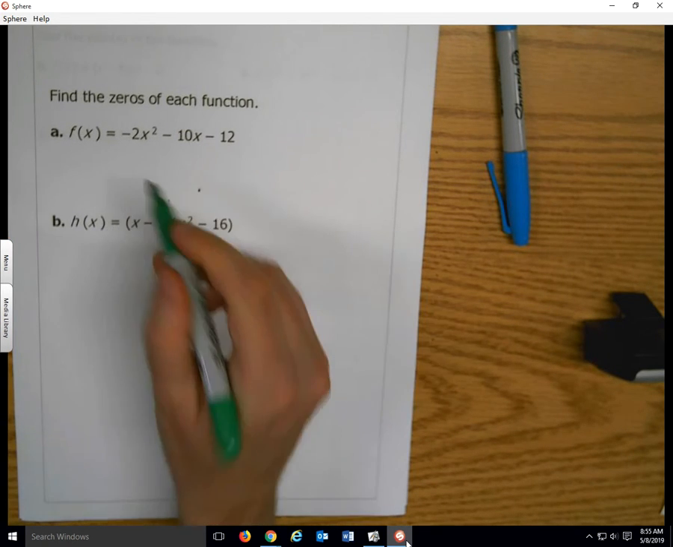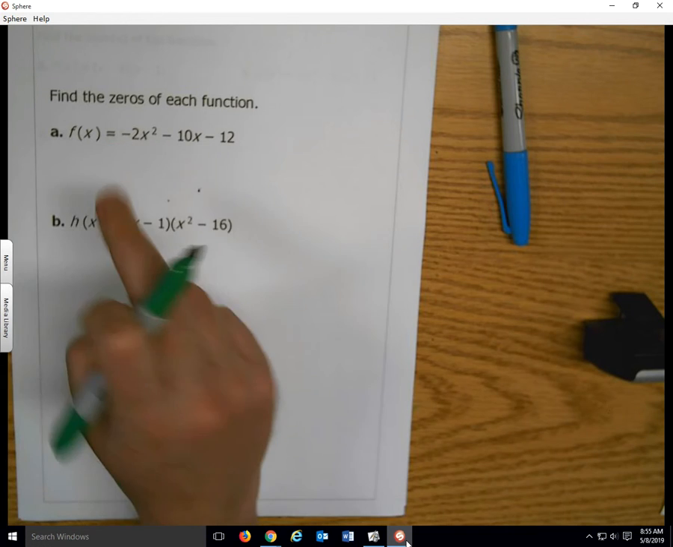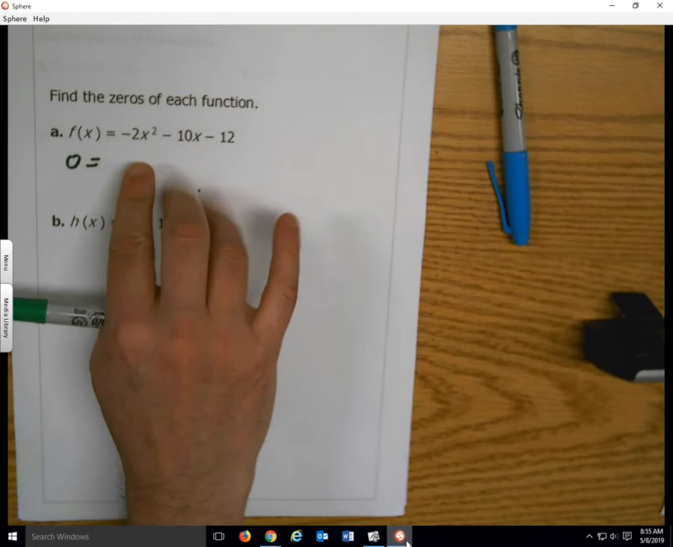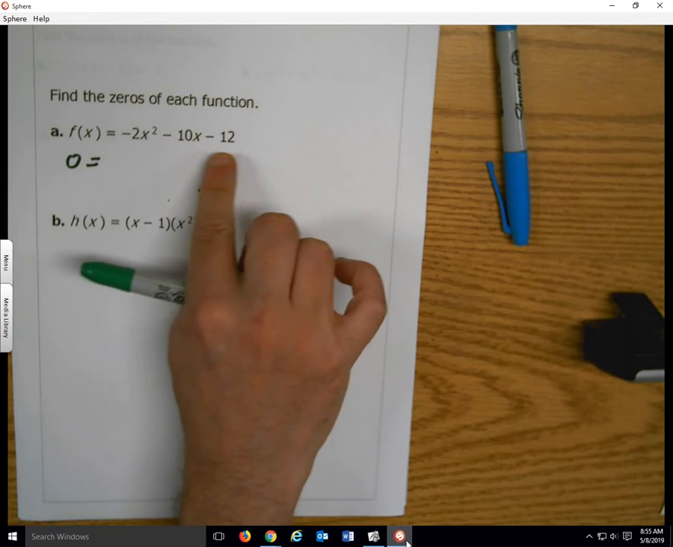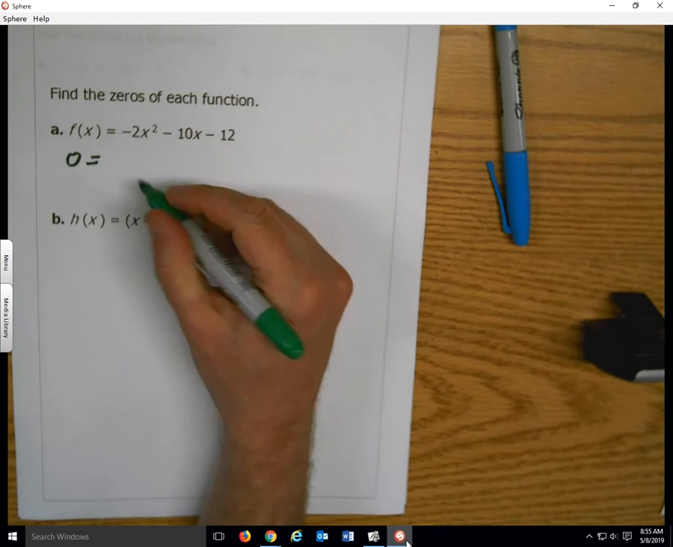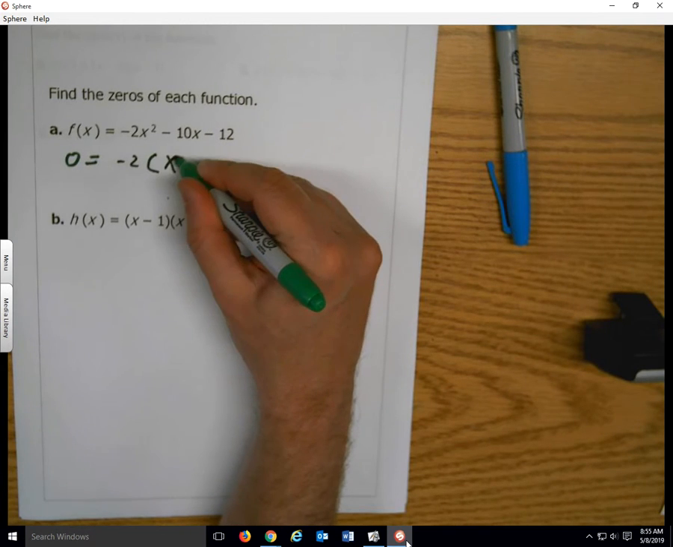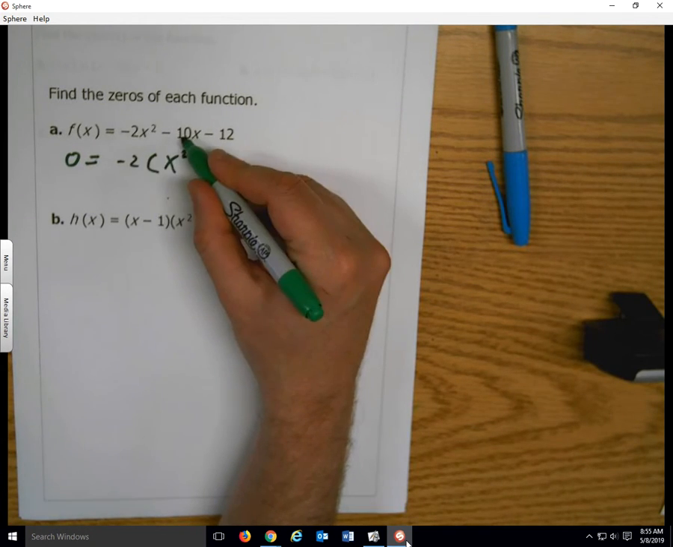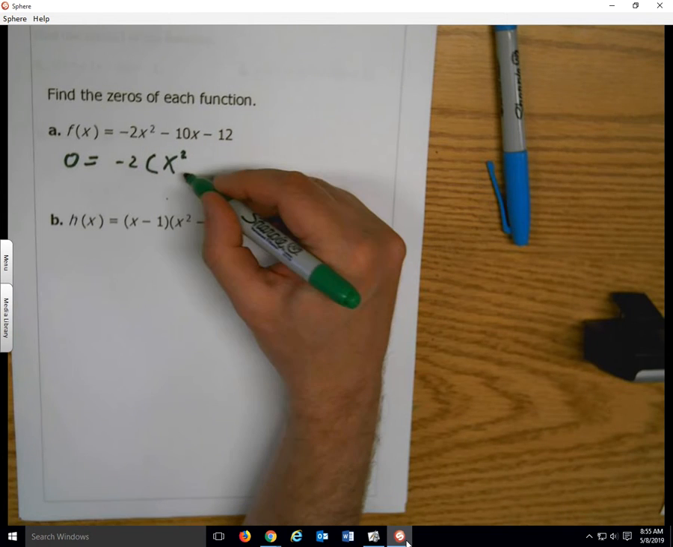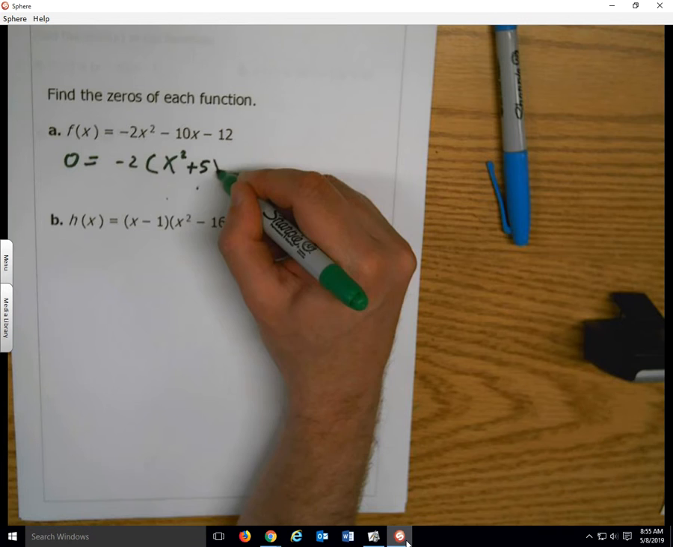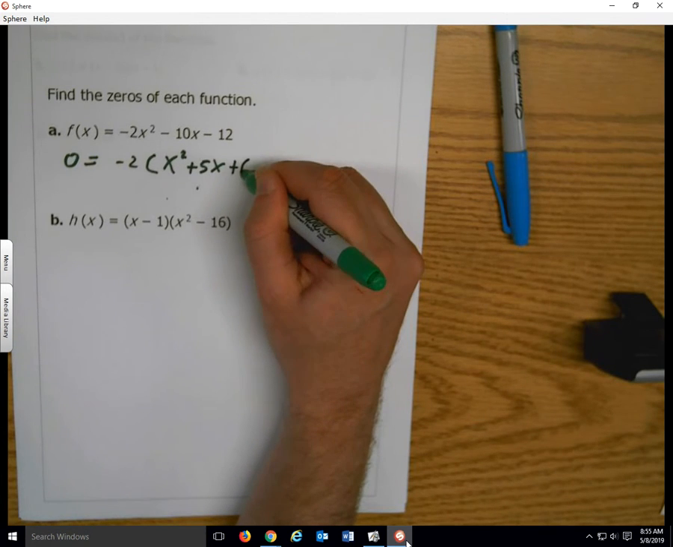The first thing you may notice is it's beginning with a negative. And remember, the f of x is going to equal 0. So we're going to factor out a GCF, the greatest common factor, what can go into all these terms. That'd be a negative 2. So what would we have left? We divide all these by negative 2: x squared, and negative 10 divided by a negative 2 would be a plus 5x plus 6.